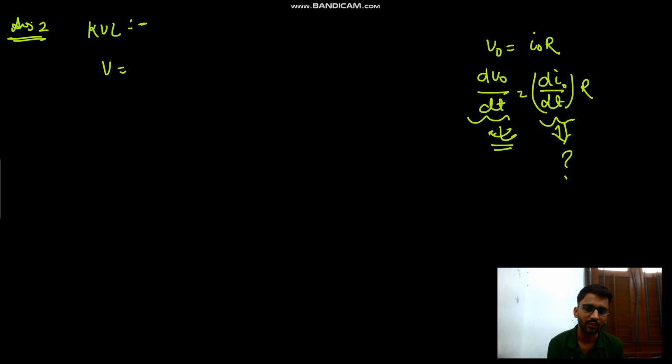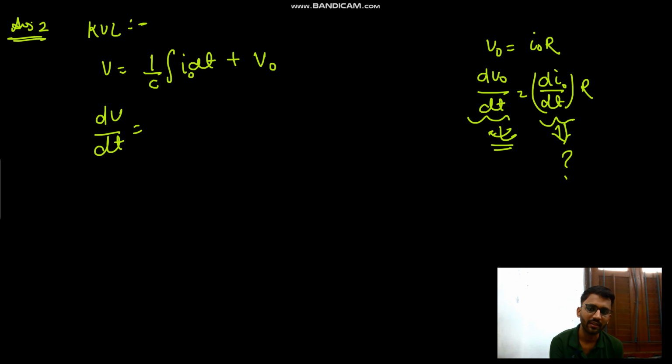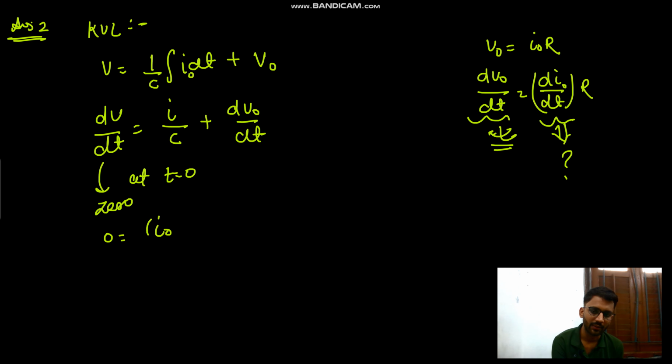So V equals 1 by C integration I dt plus V naught. Differentiating it, dV by dt equals I by C plus dV naught by dt. So at t equals 0, this will be 0 because it is a constant, and this is I naught at t equals 0 by C plus dV naught by dt at t equals 0, that we need to find.